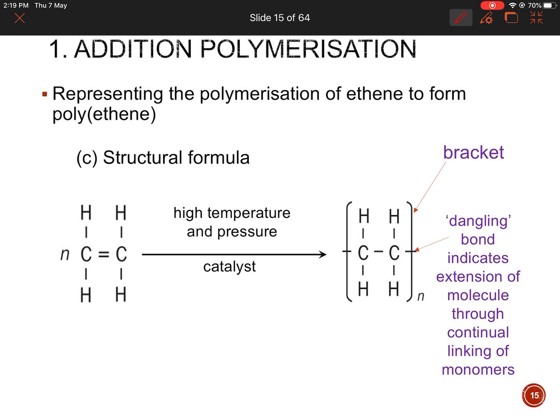Your structural formula consists of your repeat unit, put in a bracket with N. So I'll explain what I mean by repeat unit. Your repeat unit will have this dangling bond, which indicates the extension of the molecule by linking with different monomers. And you can see that in my polymer there is no more double bond. It is a single bond now, as opposed to my monomer. This is my monomer.